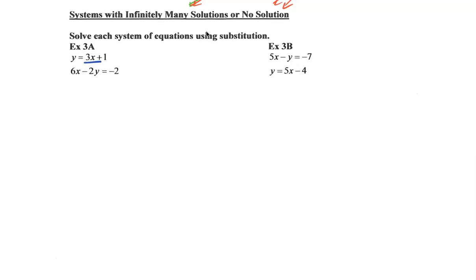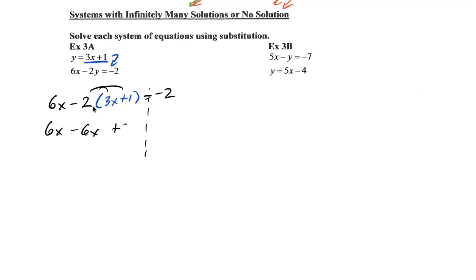So over here, if you notice, y is by itself, y equals 3x plus 1. So we're going to substitute that into the other equation. So 6x minus 2 times (3x plus 1) equals negative 2. Right, step 1, after we do that, let's simplify this left side here. So I get 6x minus 6x minus 2 equals negative 2. These cancel. Negative 2 times 1 is negative 2. I still get negative 2 equals negative 2.